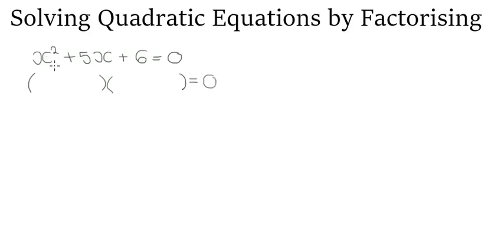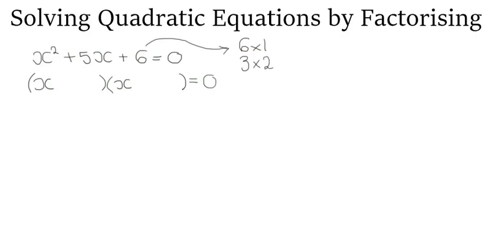Okay, so let's have a think. How can I get x squared? Hopefully you can see here that that's going to be an x times an x. Hopefully you can remember the next step, that we focus on this last number here, and we say, what two numbers can times together to give my 6? A nice one here would be 6 and 1, and we could also have 3 and 2.